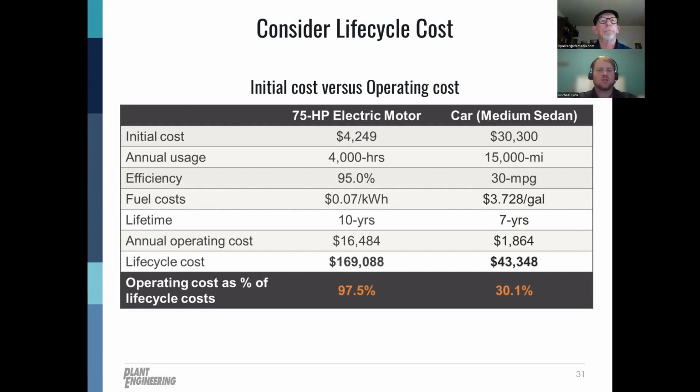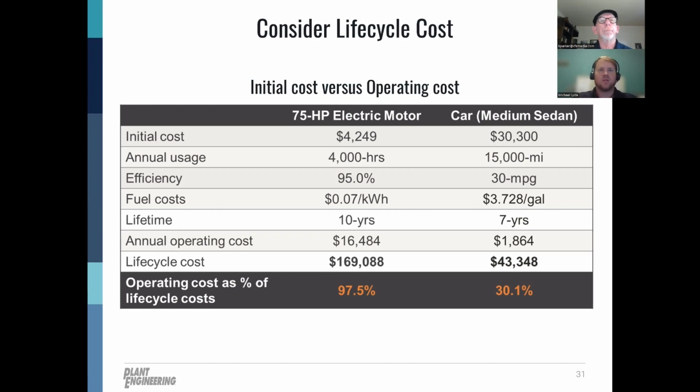Look at the initial cost of the electric motor versus the car. So cost of the car is about 7 to 8 times that of the electric motor, but the life cycle cost for the motor is about 4 times that of the car. So why is that? And it's all, again, we covered this. It's all in the electricity bills and the electricity usage of the motor.